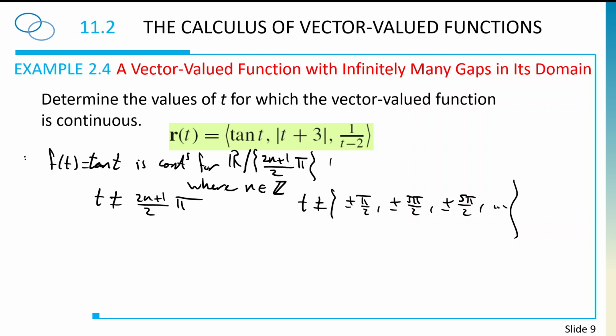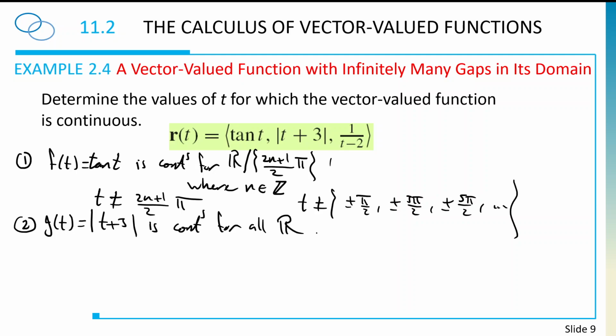Okay, this is for the tan, the first function, the tricky one. Now the second one, I have g of t as the absolute value of t plus 3. And we all know that the absolute value is continuous everywhere. It has no issues. This is continuous for all real numbers, so we have no issues.